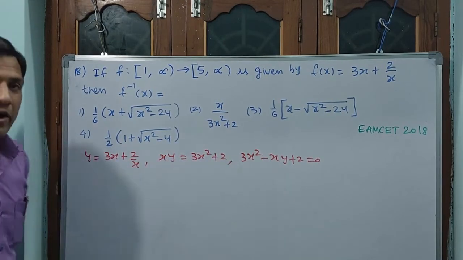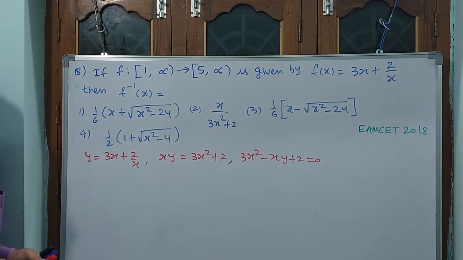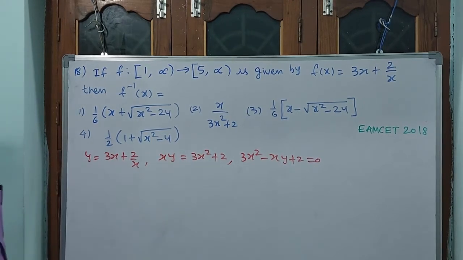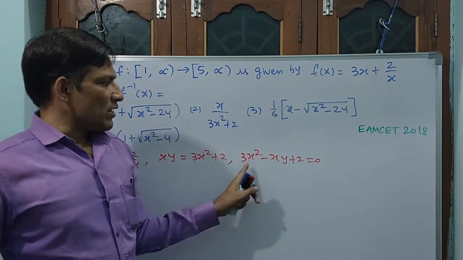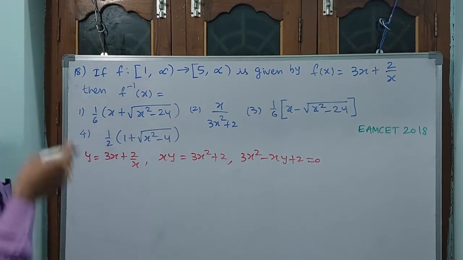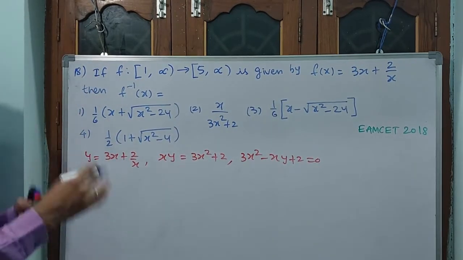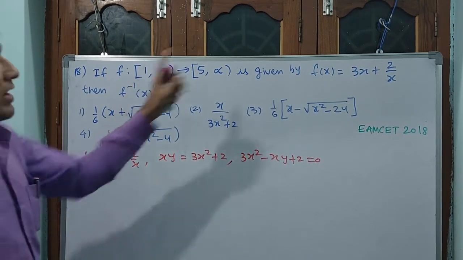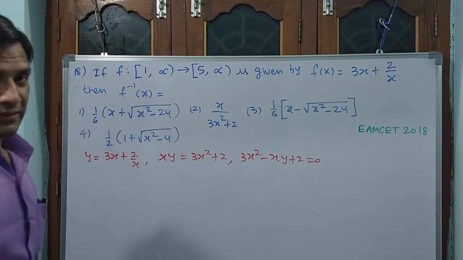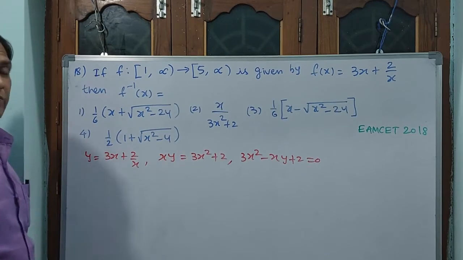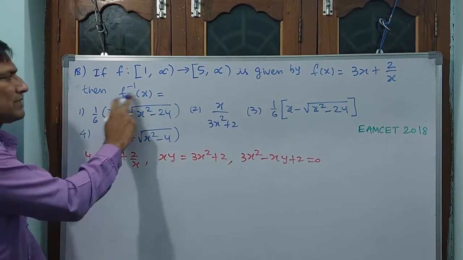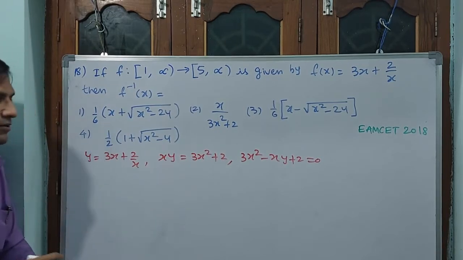Now it is like a quadratic equation, ax square plus bx plus c. Now you find the x value. Why? Because see, x square and x are there. That means you have to find the x value only. If you find the y value, that will be your function. If you find the x value, that will be your inverse. Inverse you are finding here. Inverse they have written. Okay, see what I am doing now.